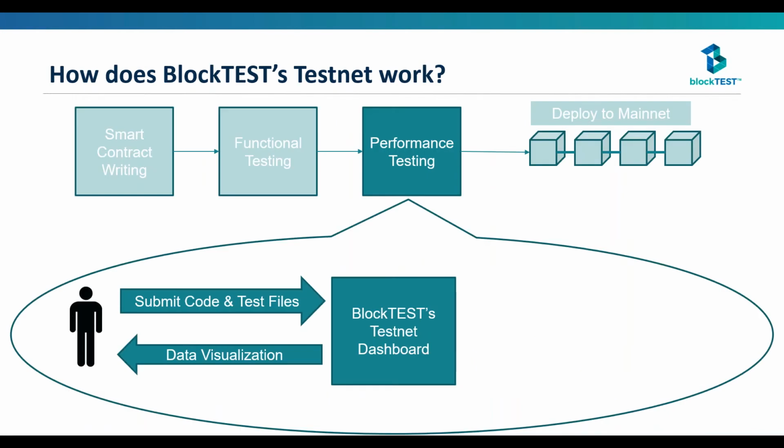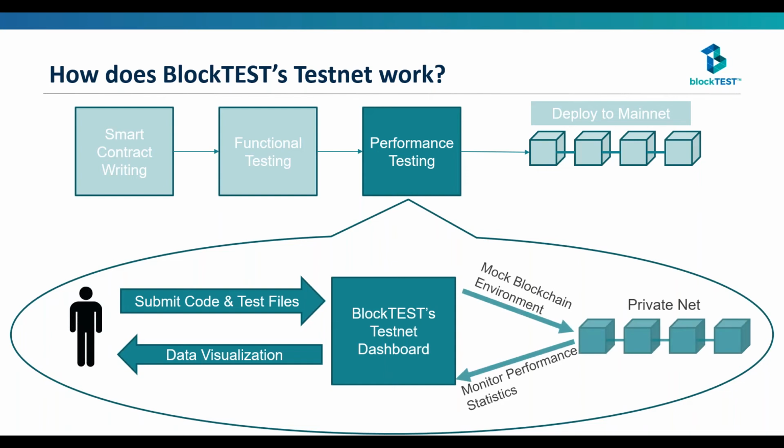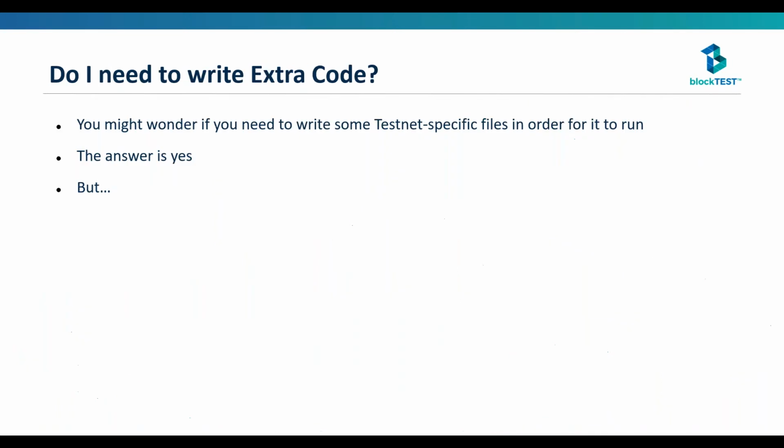The way the BlockTEST testnet works is we have a testnet dashboard where the user can submit their code and test file. Behind the scenes, we mock a blockchain environment where we create our own blockchain from scratch. And we monitor the performance statistics of how that smart contract performed on this blockchain. After that, we give you data visualization of how everything did. So really, all the user needs to do is submit their code and their test files, wait a bit, and get their report on how their smart contract did.